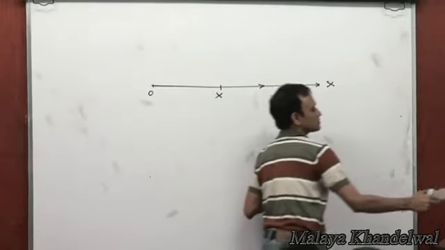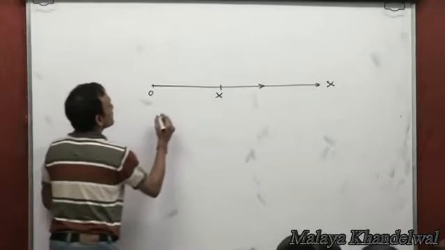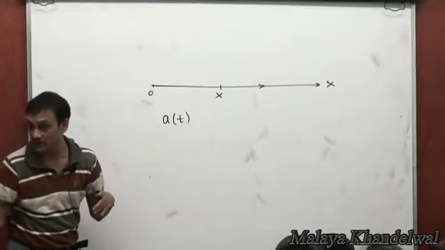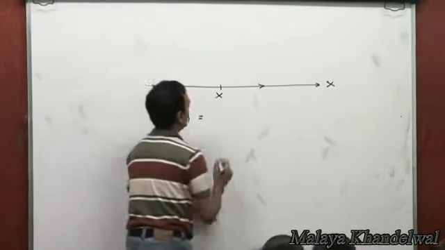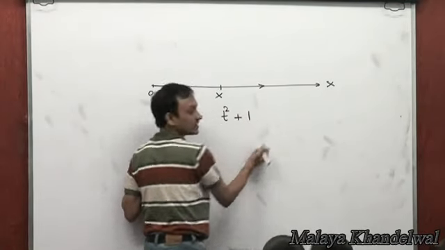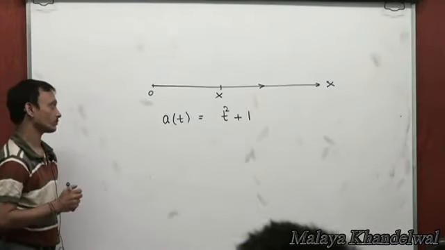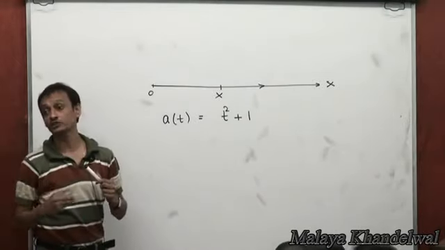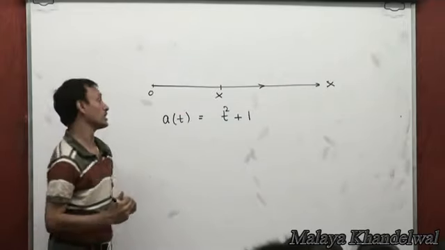But suppose somebody prescribes the following. He says the acceleration of the particle at any given instant of time t is t squared plus 1 meters per second squared. And you are asked to find the velocity of the particle as a function of time.